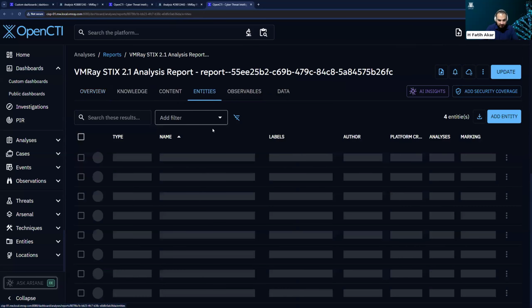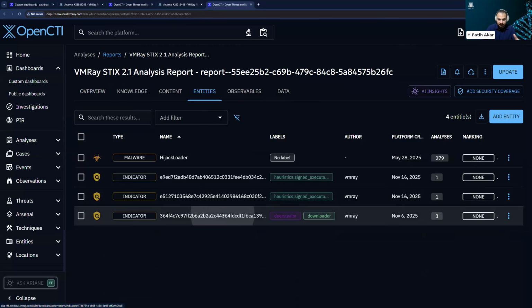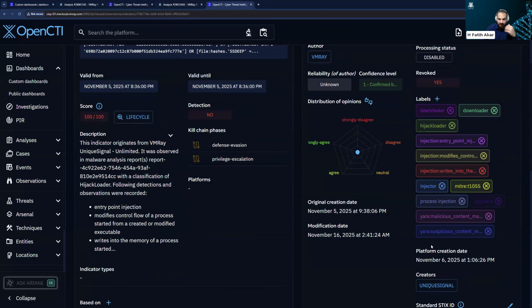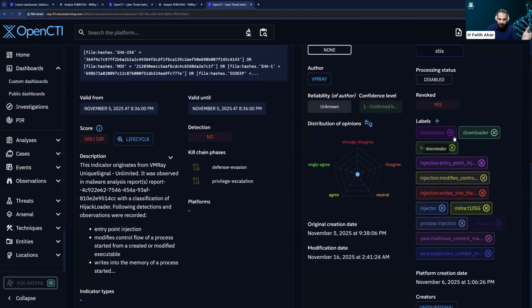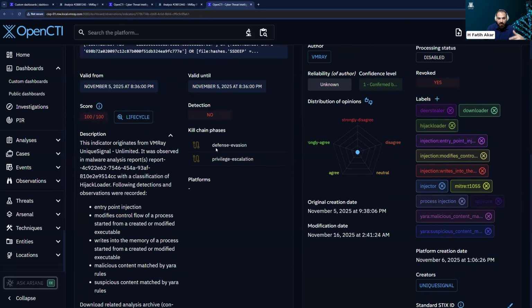And under the entities section, which could be a different part in different platforms, you can see all the indicators that we think are relevant for this. And here we have the Deer Stealer indicator, and it does, again, evasion, right? And having said that, we again have a lot of information around the labels, and also clearly stating to you what this particular indicator is relevant to. It's an entry point of injection. It modifies the control flow of a process, start from created or modified executable, right? So these are all of the things that you can look at, analyze, and understand how malicious it is.